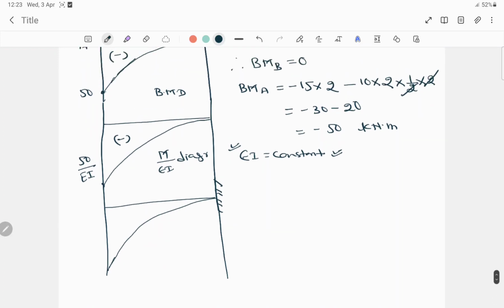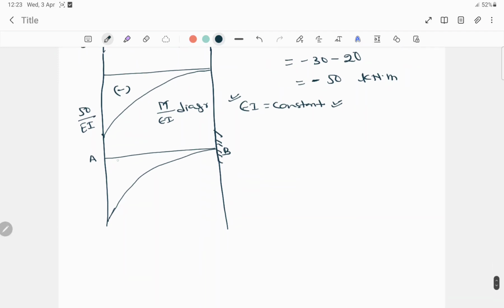Now see, this is A and this is B, and our values are negative, right? Negative means our force will act upward. If it's positive, then this force will act downward. Okay, so it's a conjugate beam.